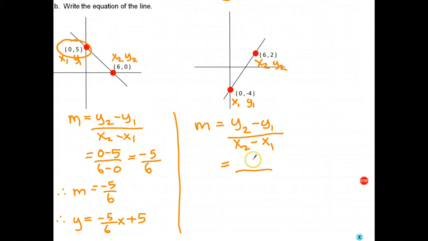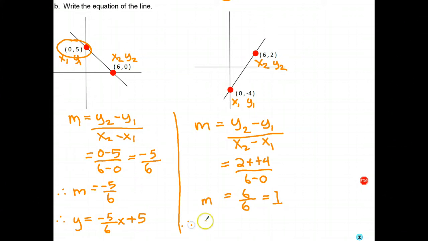Now we substitute. y2 take y1 is 2 subtract negative 4. x2 take x1 is 6 subtract 0. 2 subtract negative 4 is just 2 plus 4, which is 6. 6 minus 0 is 6. And therefore the gradient m is 6 over 6, which is 1.